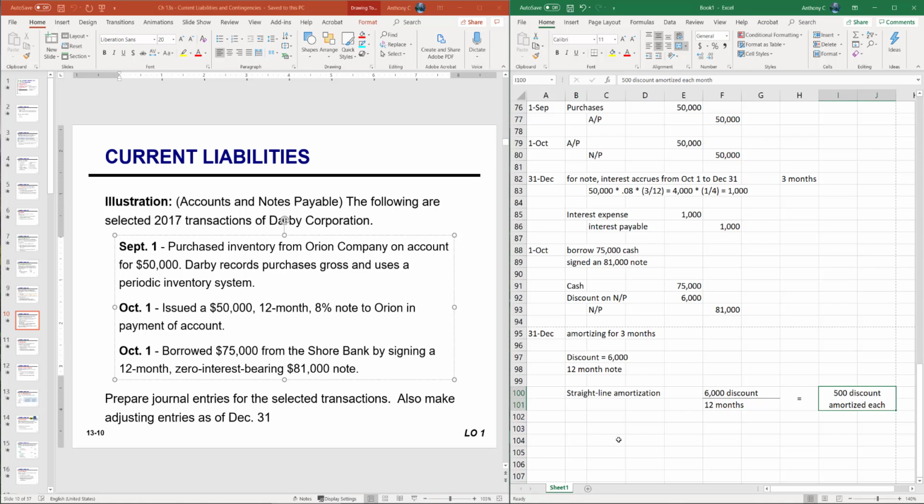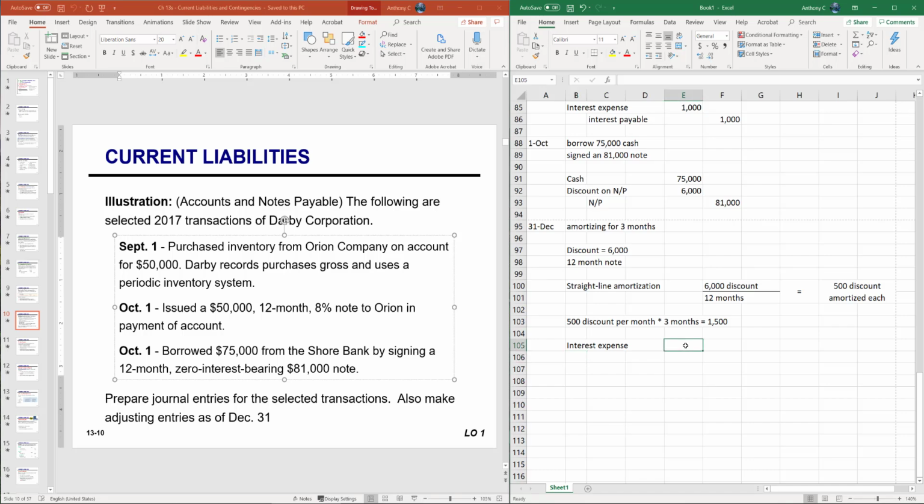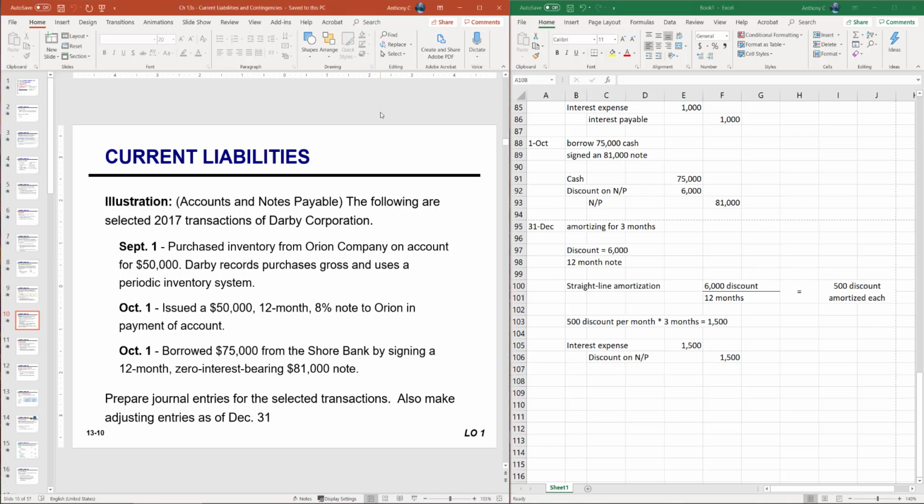Okay, since we're amortizing for 3 months, we have $500 of discount per month times 3 months, which gets us to $1,500 of amortization. So we mentioned earlier, discount just represents interest expense. So we'll debit interest expense for $1,500, and if we've amortized away $1,500 of discount, we can reduce our discount on notes payable by $1,500. And that's your journal entries for this slide.